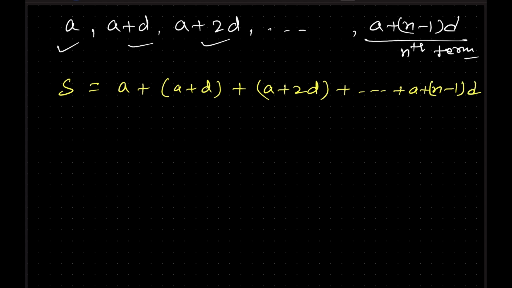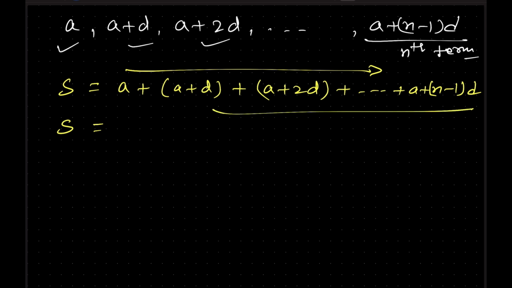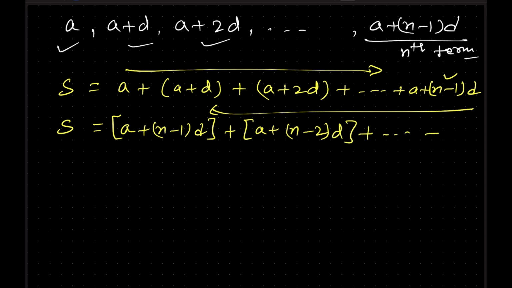Now again write the same S, but this time don't write it in this manner, left to right. This time we will write it from right to left. So we will write the last term first, A plus n minus 1 times D, in the beginning. Then what will be the second last term? A plus n minus 2 times D, and so on, and the last term will be A. So now let's add both of these. You know that we can add two equations and there is no problem.